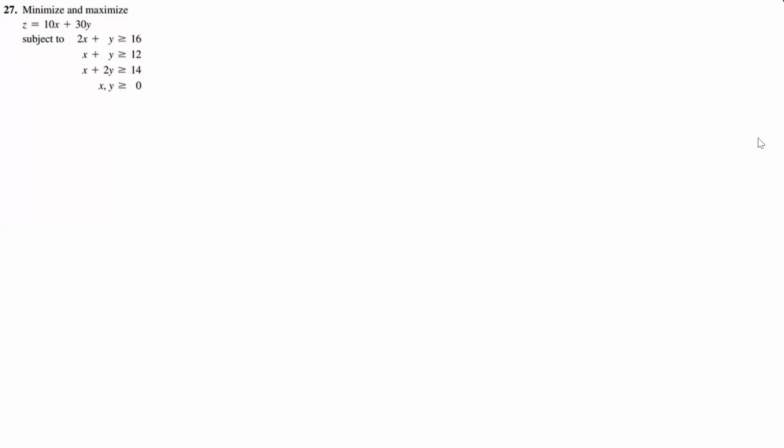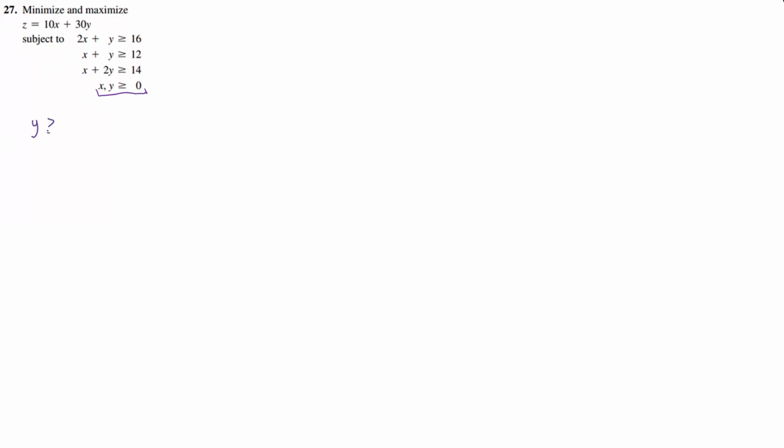All right, so this one we have minimize and maximize, and they give us just the function z equals 10x plus 30y, and we're subject to 5 constraints. The last two are the typical, x and y greater than 0, and then the others are just the other constraints there. So what we need to do is solve all of them for y.